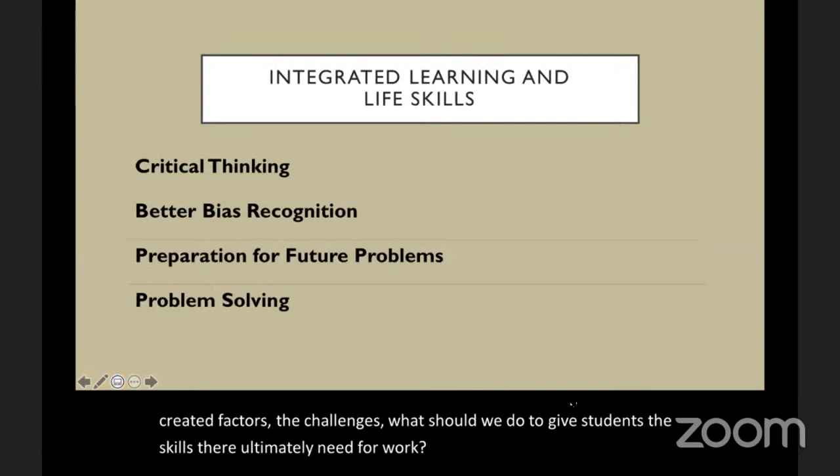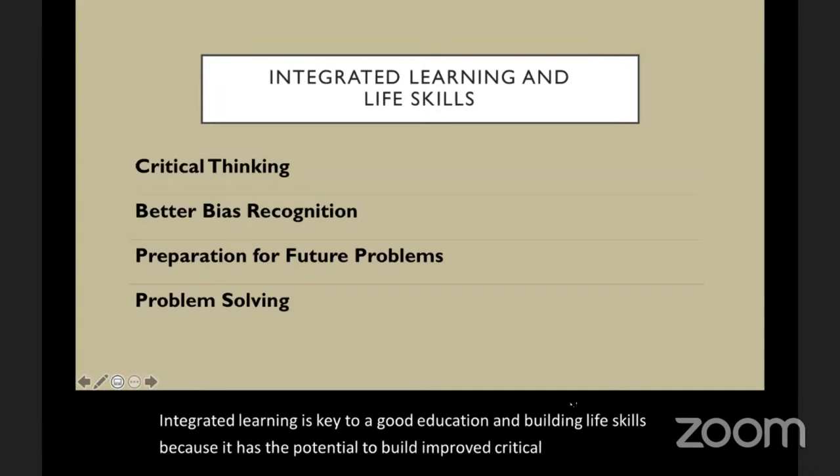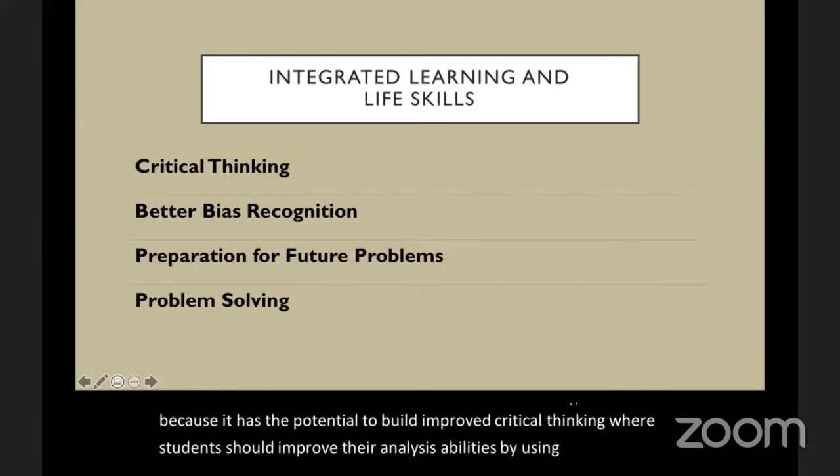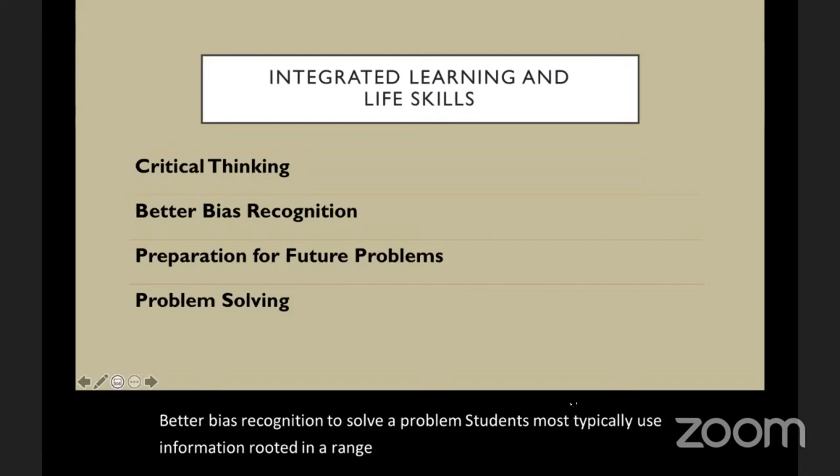Integrated learning is key to a good education and building life skills because it has the potential to build improved critical thinking, where students should improve their analysis abilities by using approaches from different disciplines, and better bias recognition. To solve a problem, students must typically use information rooted in a range of perspectives. This can challenge their pre-existing ideas to help them identify bias in themselves and others.